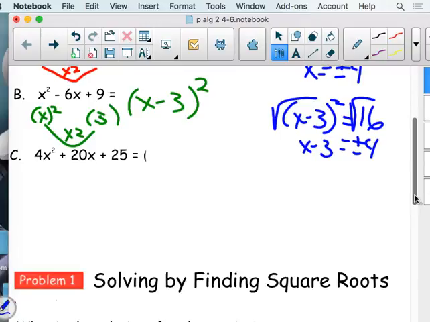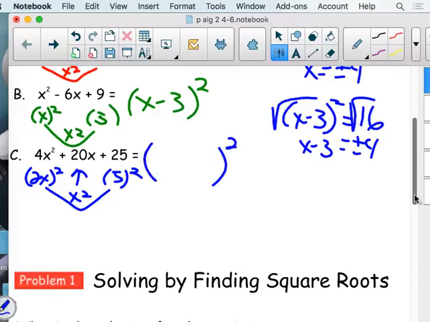That's a lot of numbers. There's got to be something we can take out of all of that. Is there? No. Is it a perfect square trinomial? 2x squared, 5 squared, 2x times 5 is 10x, times 2 is 20x. There it is. So what should we put in there? Yeah, 2x plus 5. Going right in here.